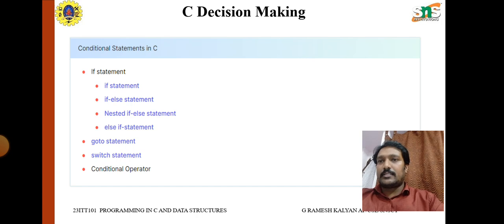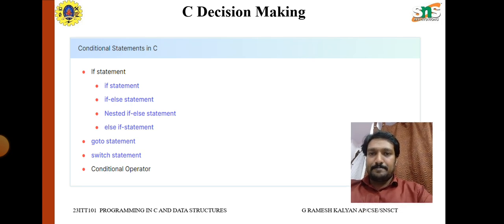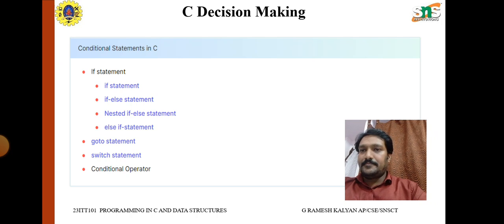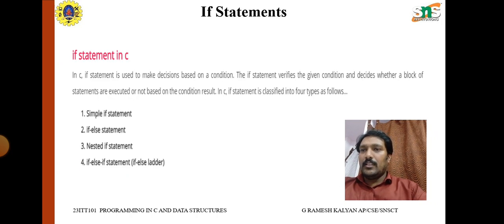The conditional statements used in C are: the if statement, if else statement, nested if else statement, else if statement, then the goto statement, switch statement, and the conditional operators. First we are starting with the if statement.